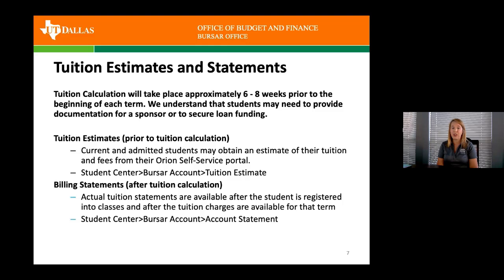There's some information again that you'll need to put in, but that's a good estimate to be able to use for your sponsor or for loan funding or whatever it is you need it for. And then once the billing statement is actually out, you can pull the billing statement in the same place. You're just going to go to account statement instead of tuition estimate. And these are really good resources if you need to know how much you're going to owe and have that sent to someone. You can go ahead and go to the next slide.